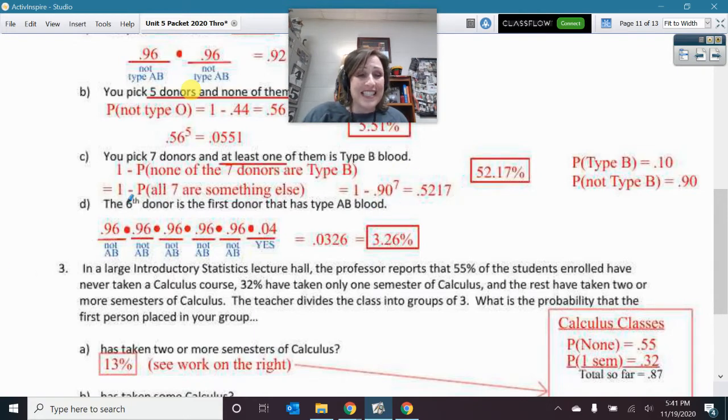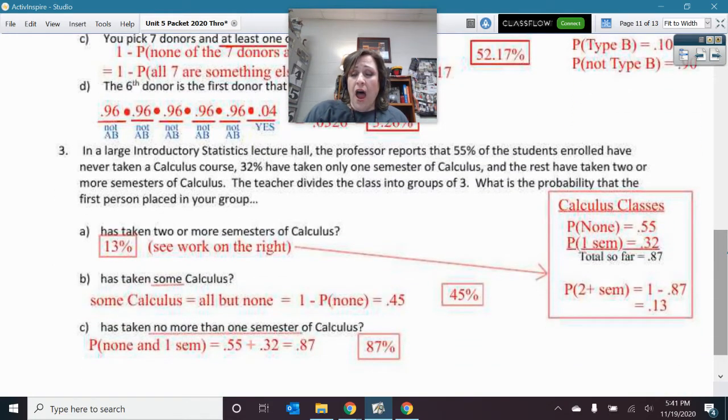All right, this 6th donor is the first donor that has type AB. So that means not type AB for the first and not type AB for the second and not type AB for the third and so on for the 4th and for the 5th. And then this 6th one is type AB blood, the 0.04.